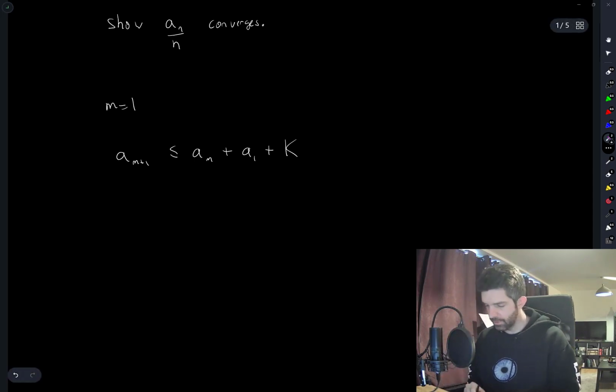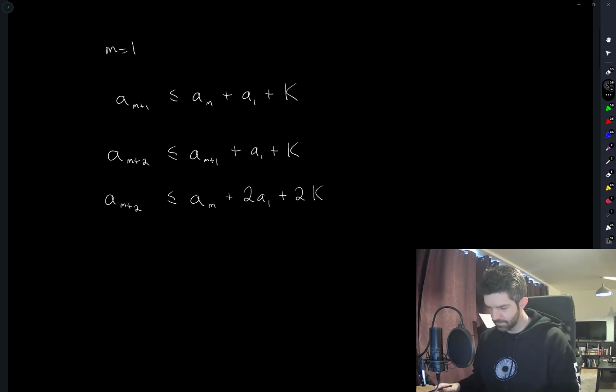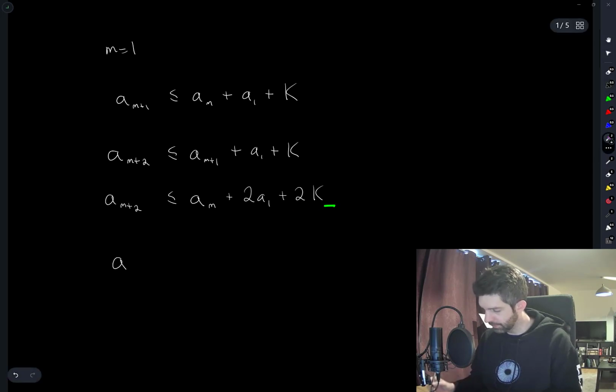Is there any sense in iterating this? What happens if we iterate this and write a_{m+2} is less than or equal to a_{m+1} plus a_1 plus k. So this might work, right? We can see that the thing is growing essentially linearly, right? So at most linearly.